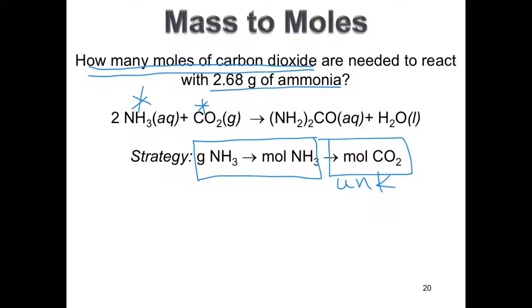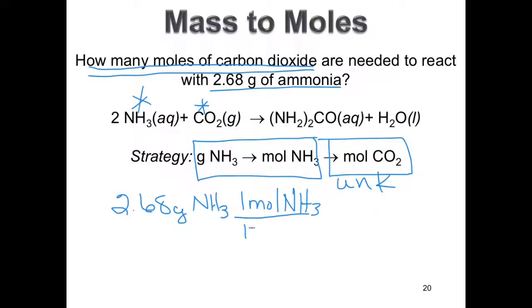So the first step, 2.68 grams ammonia, has to be converted to moles, so we have to use the molar mass. So in effect, we are dividing by the molar mass.